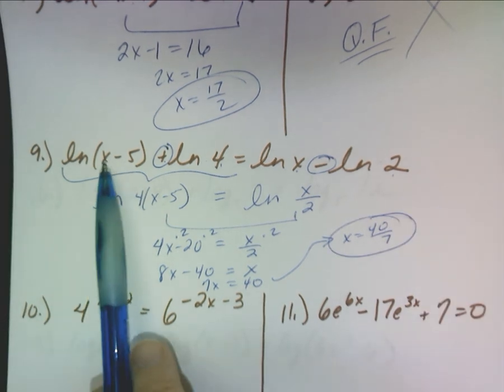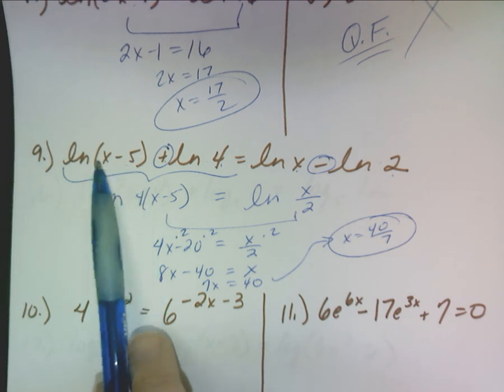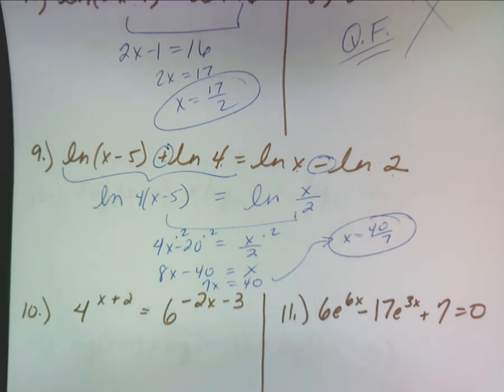I'm double checking right now that if I put a 40/7 right here, I would remain positive, and here would be fine also.